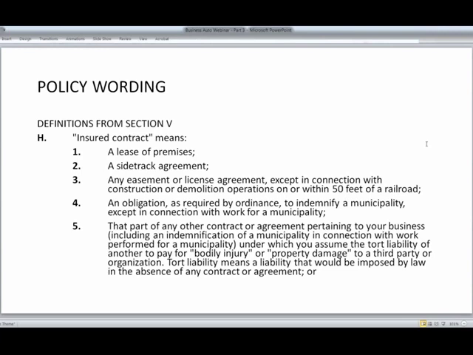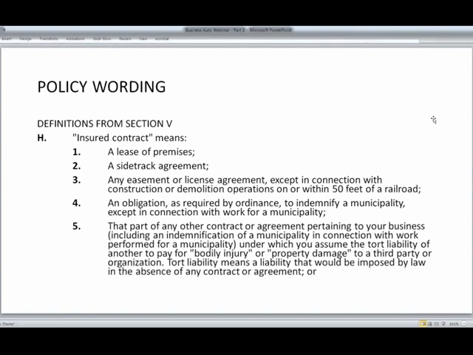So the definition of insured contracts starts with what we define as the miscellaneous contracts. Lease of premises, which would not have much relevance in the auto arena. Sidetrack agreements, this is with the railroad for the use of their sidetracks. An easement or license agreement, except in connection with construction or demolition near a railroad, that's railroad protective, that's not covered, or any obligation required by ordinance to indemnify a municipality. Those are the miscellaneous contracts.